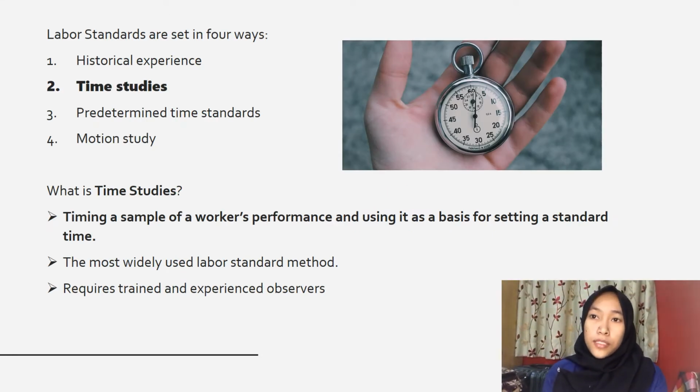Properly set labor standards represent the amount of time that it should take for an average employee to perform specific job activities under normal working conditions. Labor standards are set in 4 ways, which are historical experience, time studies, predetermined time standards, and lastly, motion study. As I said a moment ago, I will talk about the time study.